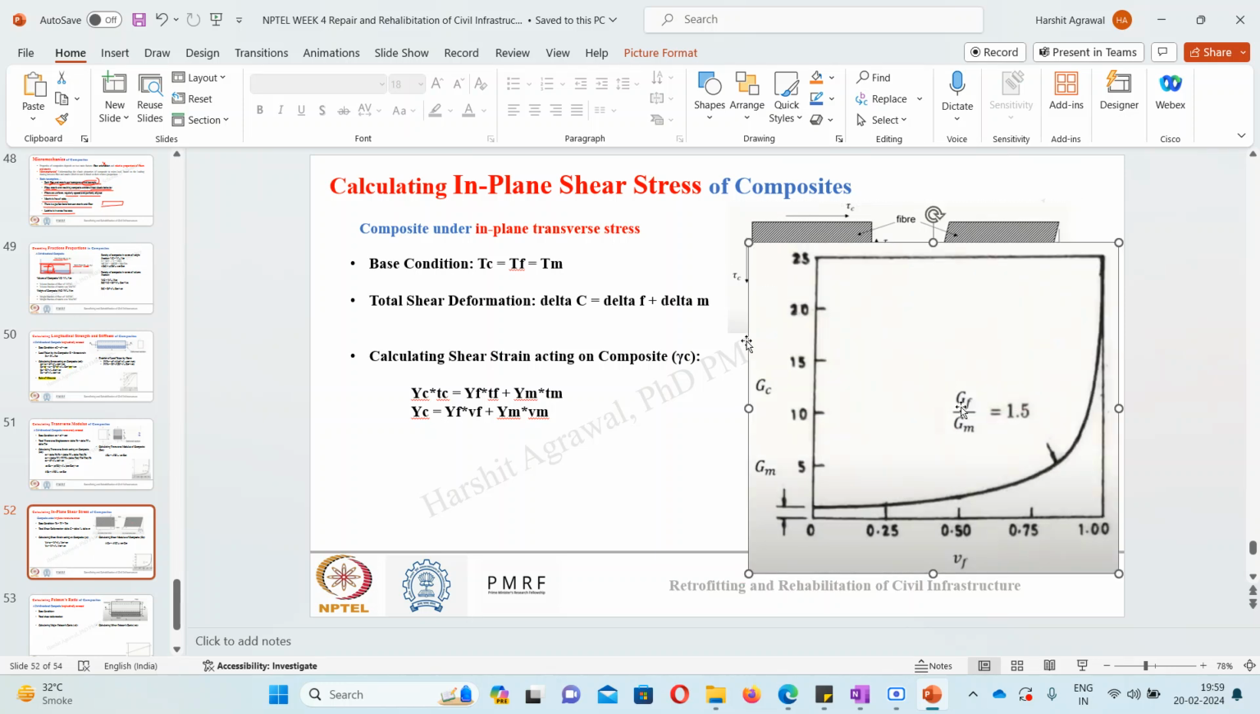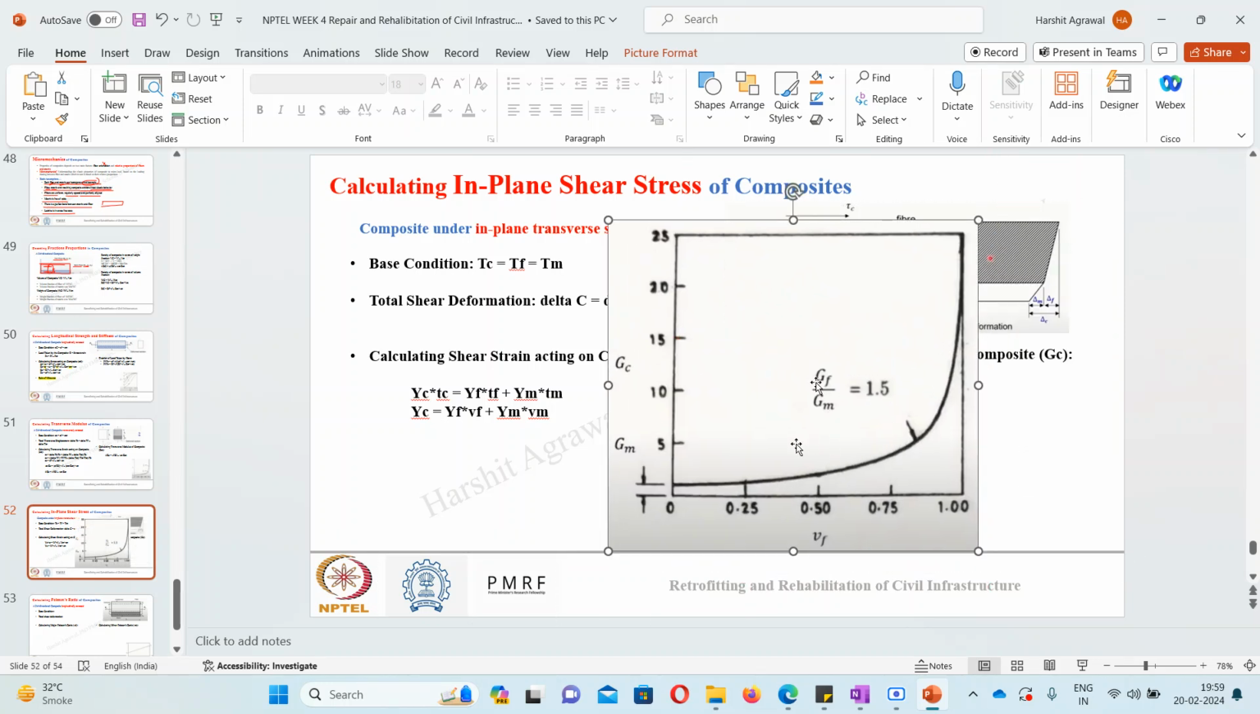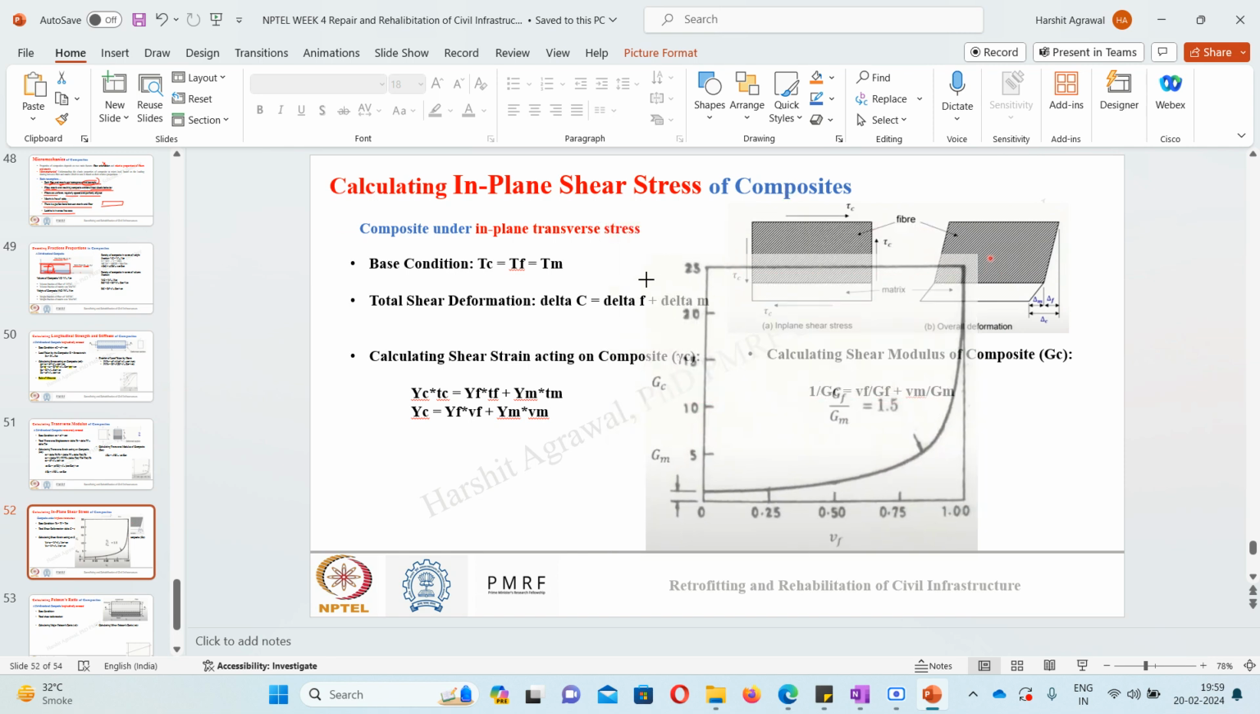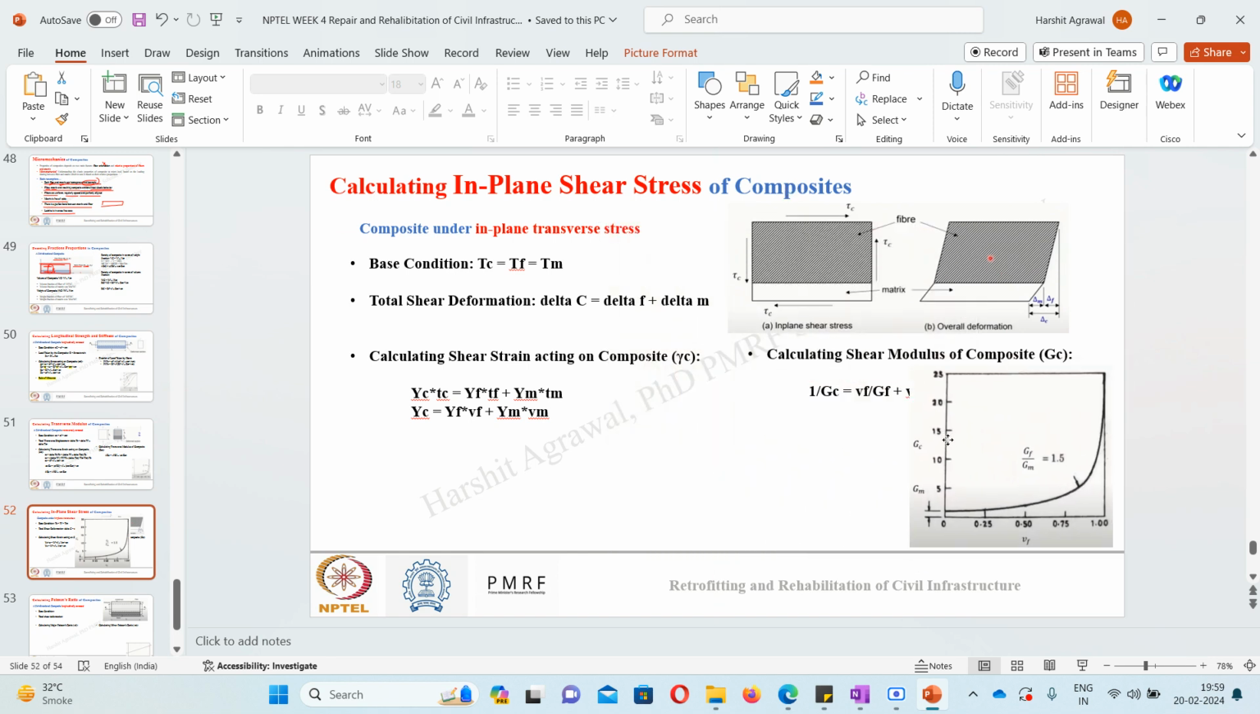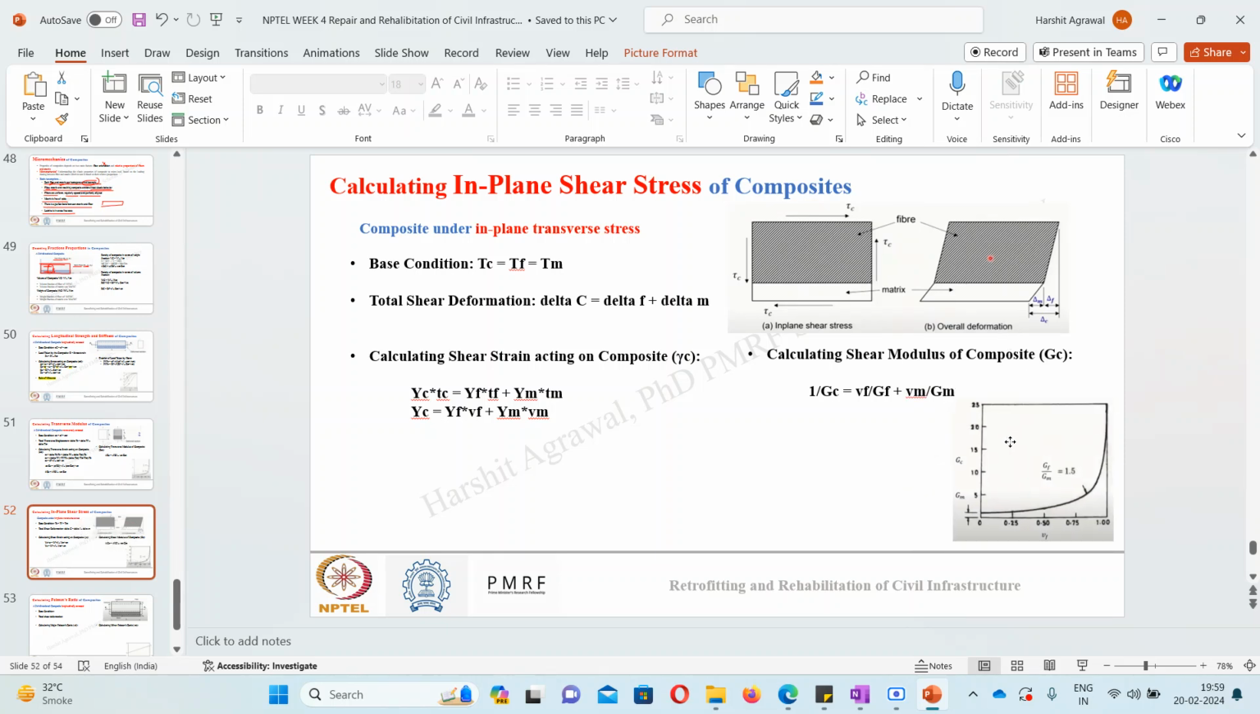In this image, you can see the similar calculation is done. As the volume fraction of fiber is increasing, this shows how the shear modulus of composite is changing, knowing that I know the shear modulus of fiber and matrix separately. So the important thing is we should know the properties of fiber and the matrix. If I know the properties of fiber and the matrix and the volume of fiber and the matrix that I have, I can compute the properties of composite.